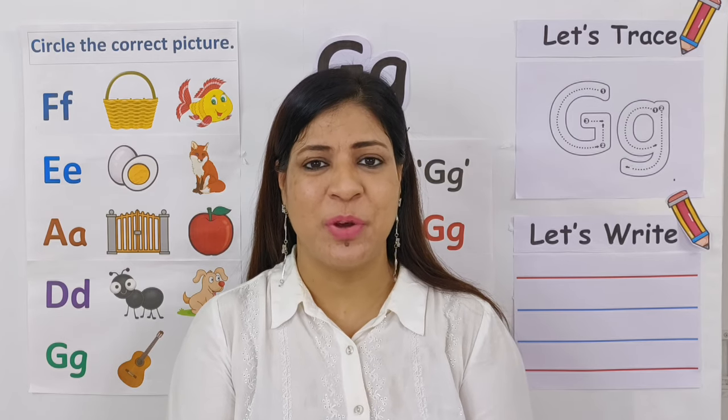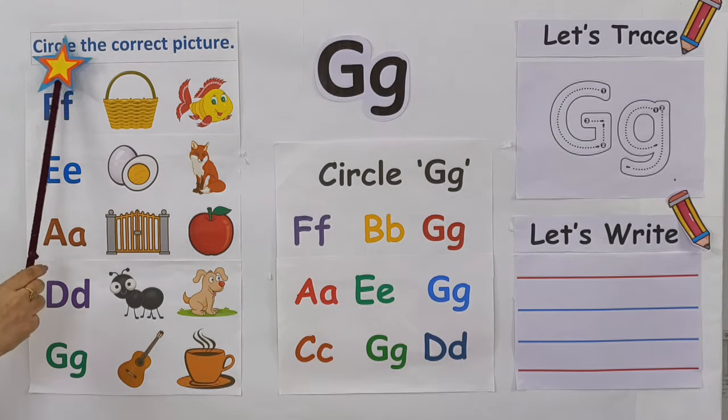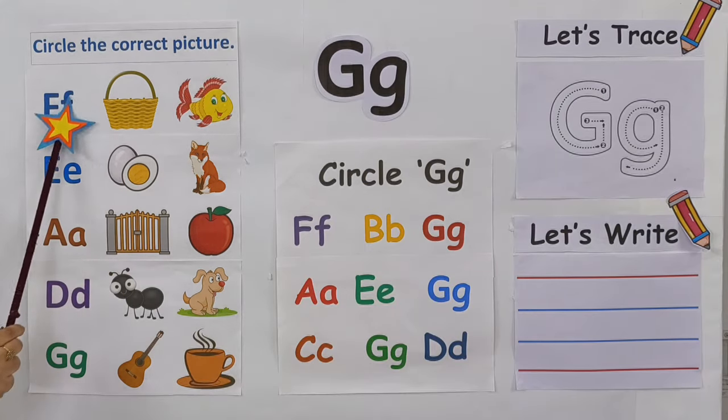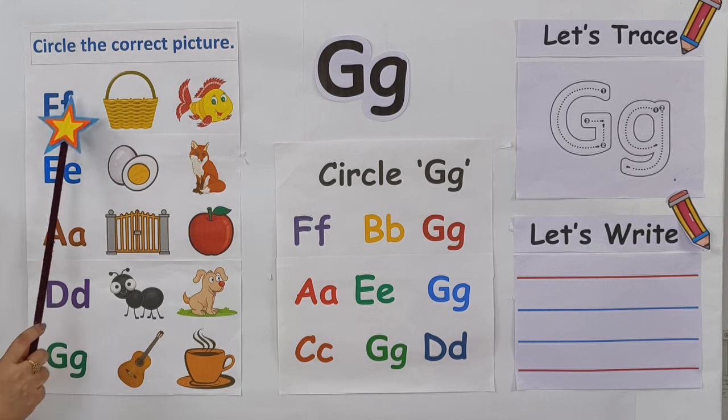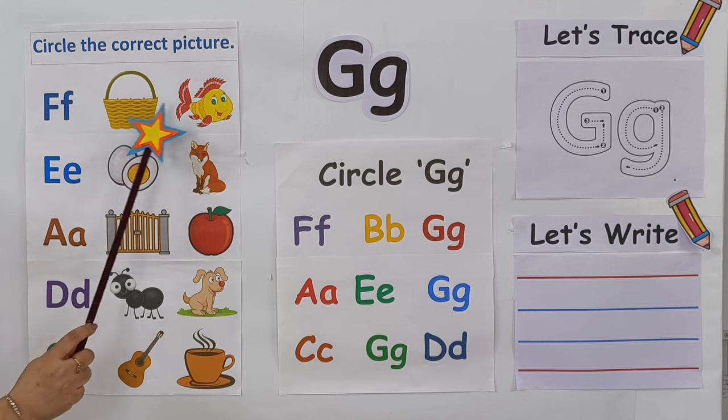Now it's time to do some worksheets and learn how to write letter G. Let's start. Circle the correct picture. Here some letters are given. With each letter, two pictures are given and we have to see the letter and circle the correct picture.